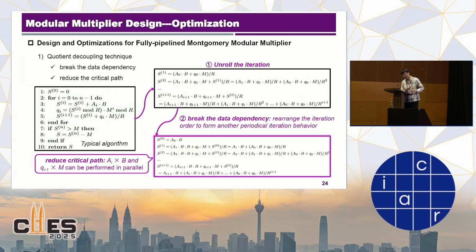So to address these issues, we adopt 2 techniques. The first is the so-called quotient decoupling technique for breaking the data dependency and reducing the critical path. The core idea is to unroll the iteration and break the data dependency by changing the iteration order to form another periodical behavior. In this way, we can reduce the critical path since these 2 multiplications can be performed in parallel.